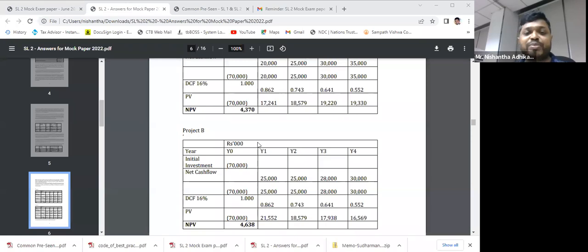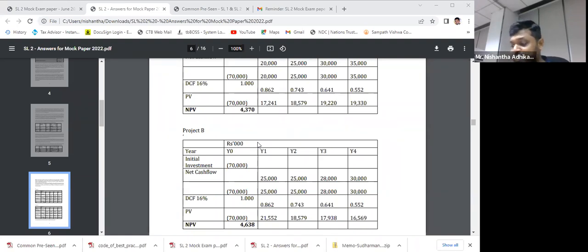Right? In project B, the ultimate objective is to maximize the shareholders' wealth. You have to select project B. That is the answer for part B of the second question, because your objective is to maximize the shareholders' wealth. You have to explain a little bit the ultimate objective of the shareholders.